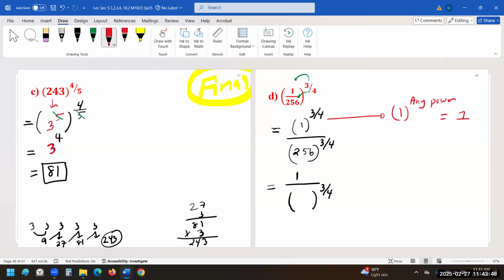Ready? So what did you figure out? What number to the 4th power is 256? 4 to the 4? Is this correct? 4 to the 4? I actually forgot. So 4 times 4 is 16. 16 times 4 is 64. So 64, 4 times 4 is 16. So 24, 25. Yep. 4 to the 4.